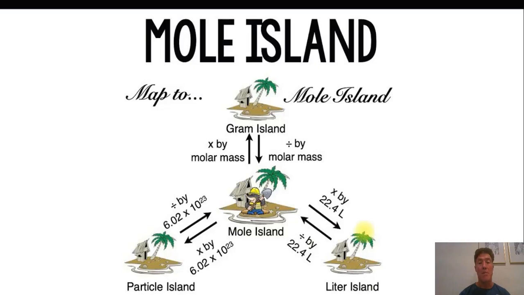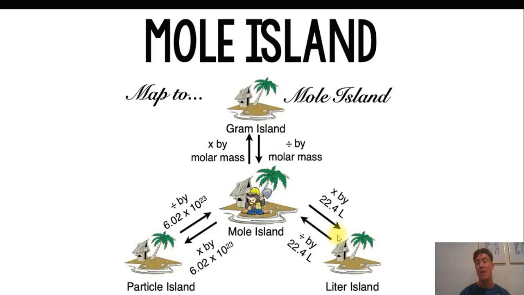So we often talk about mole island. We're going to go through mole island. So if you start over here with the number of particles, if you have an Avogadro's number of them, which is 6.02 times 10 to the 23rd, you can convert them from the number of particles to the number of moles. And then once you're here, you can go to the number of grams, because you multiply your moles by the molar mass to get to gram island, or you divide by the molar mass to get back to moles.